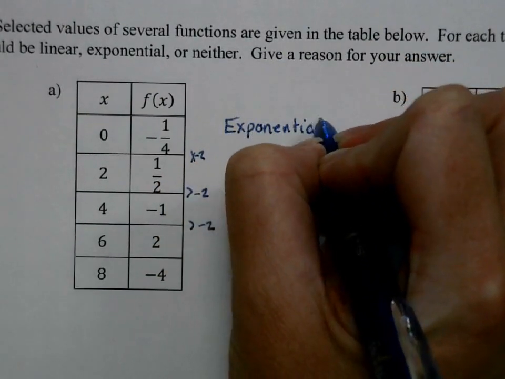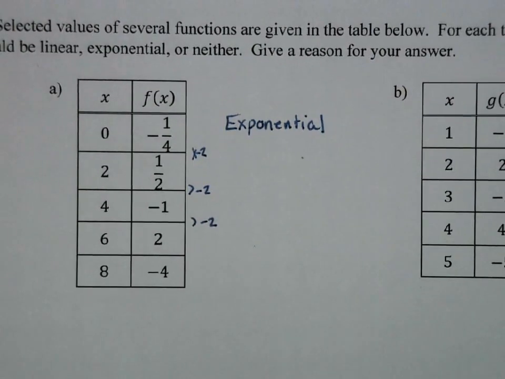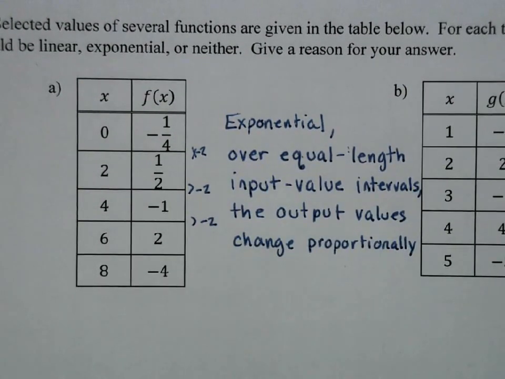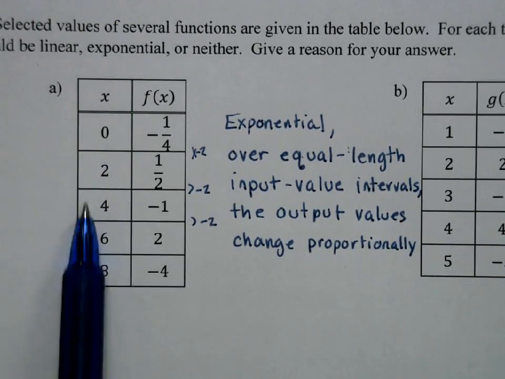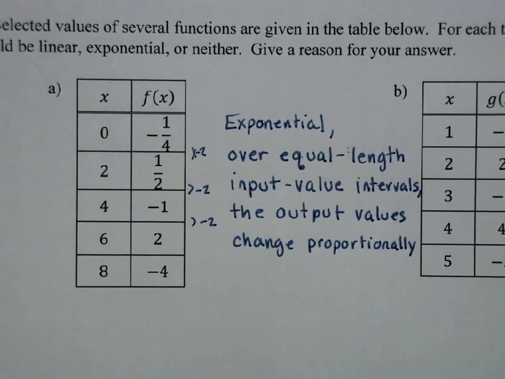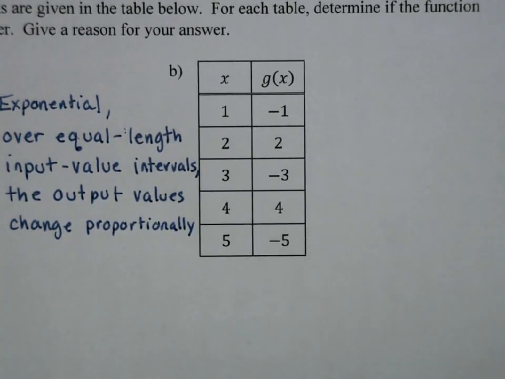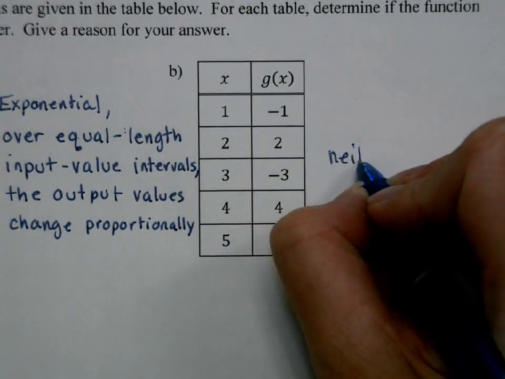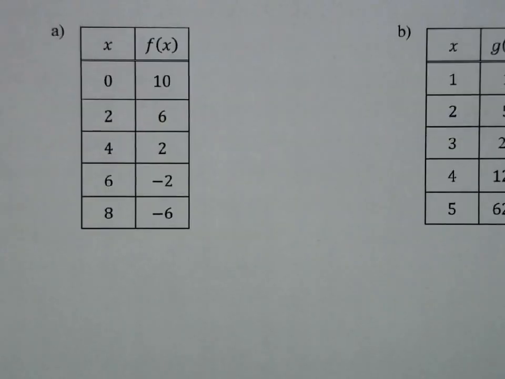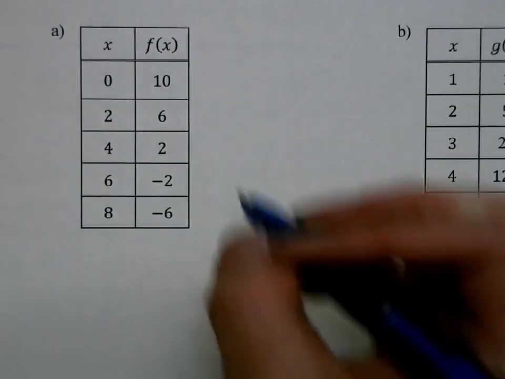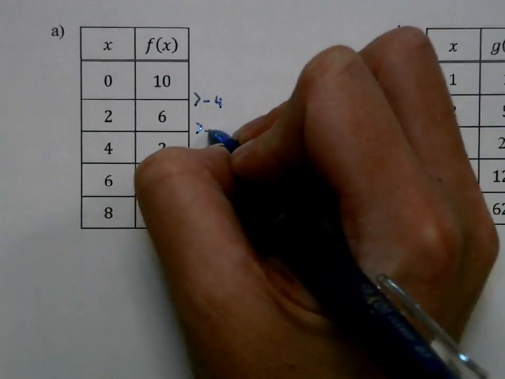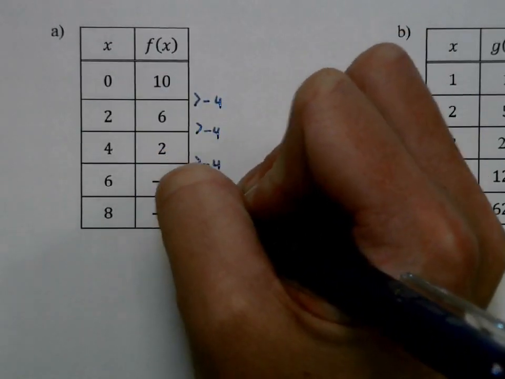Okay, and then my reason. For our justification, over equal length input value intervals, the output values change proportionally. This next one here, we're negative 1, 2, negative 3, 4. So if we got rid of the negatives, we'd have a linear function, but with those negatives, this is neither. Here I can see that we're going down 4 each time, and we've done this a lot, so we know this is linear.